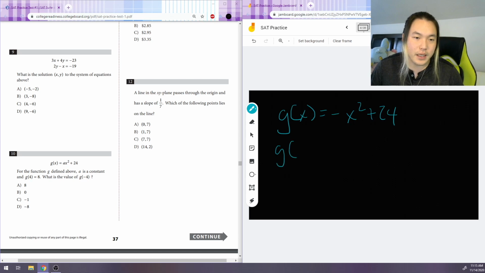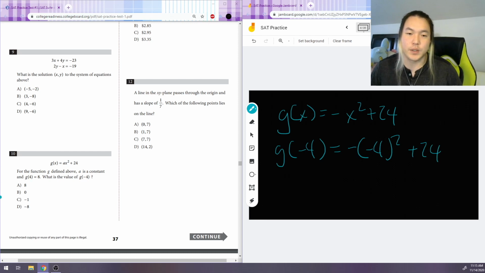Go ahead and plug in negative 4 for x. Well, negative 4 squared is still 16. So 4 squared is 16, negative 4 squared is also 16. That's why it's symmetric, right? So negative 16 plus 24, that is also 8.